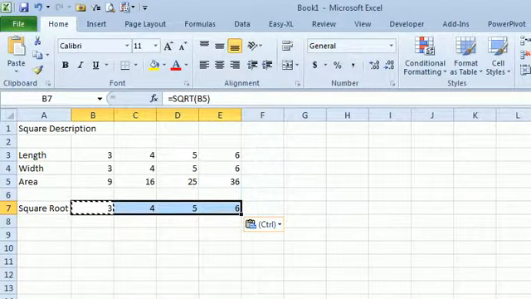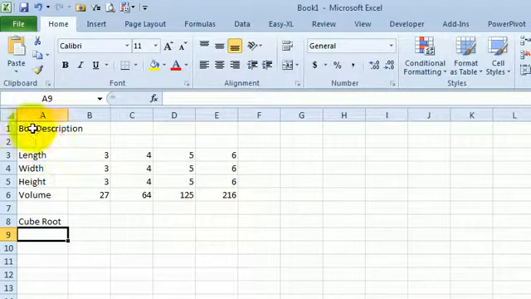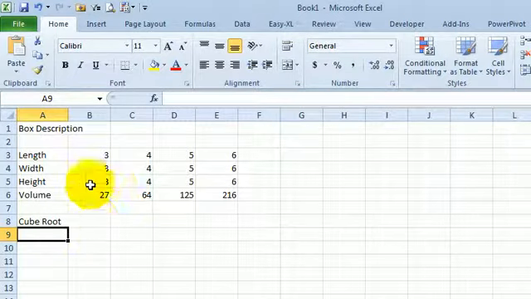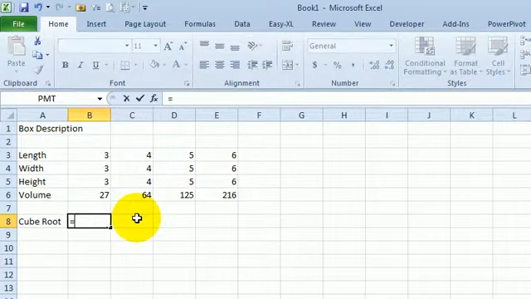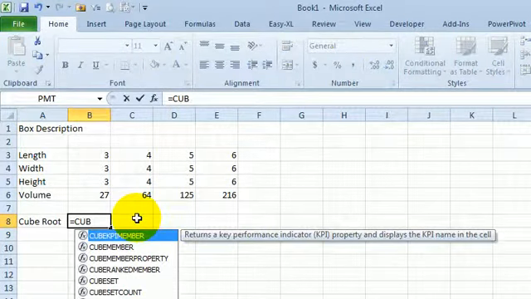That's all great, but what if we're doing a cube? All right, so we have length times width times height to get the volume, and I need to take the cube root of this. Is there a cube root function? No, nothing. Lots of things that start with cube, but none of those are cube roots.